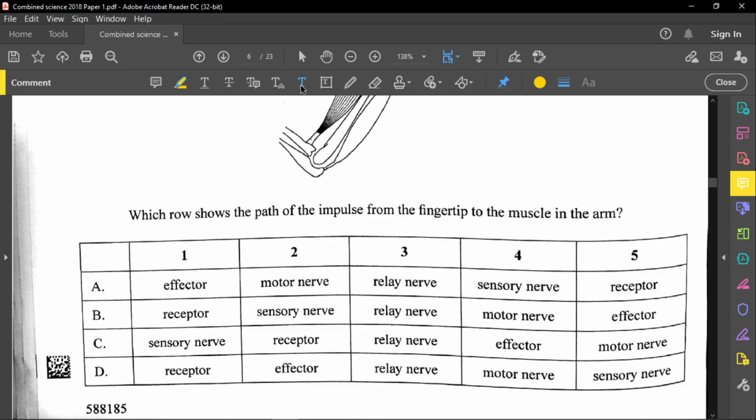So first we will have our receptor cells in the sense organ. Then we have our sensory neuron. And then we have our relay neuron, then motor neuron, then the effector cells that are present inside of the muscles. Okay, so B is definitely the answer right here. All right, so let's go to the next question.